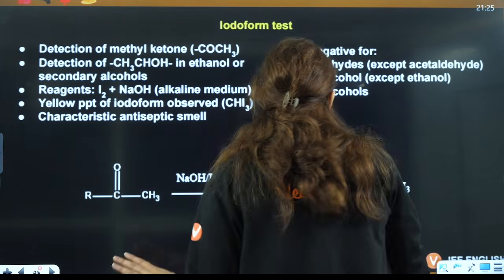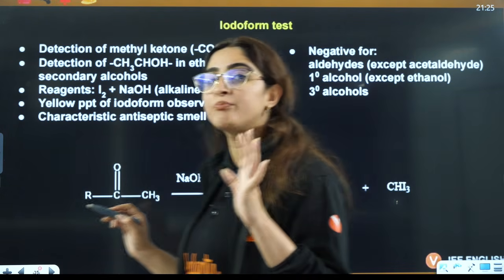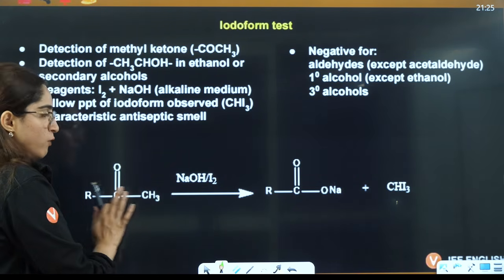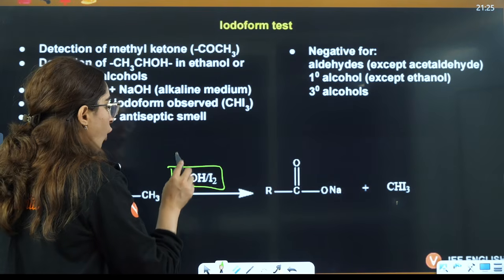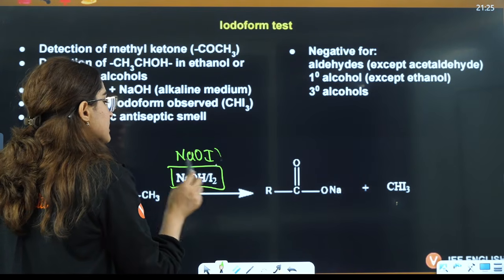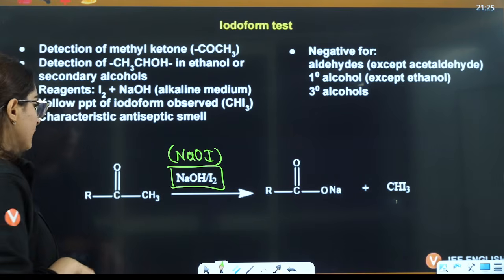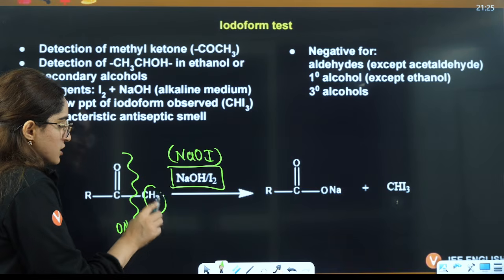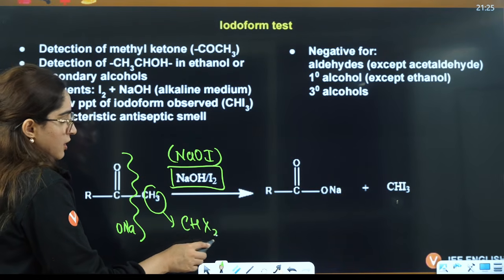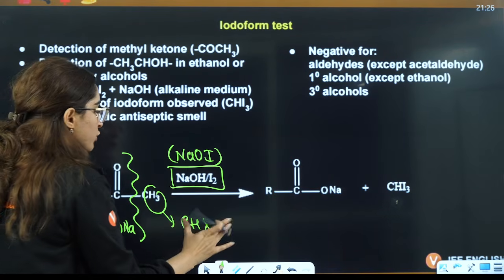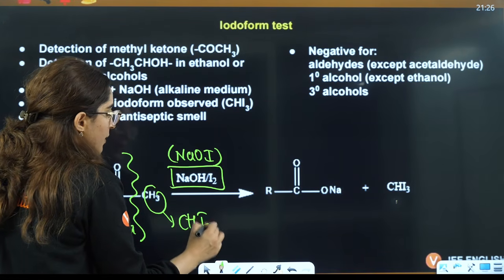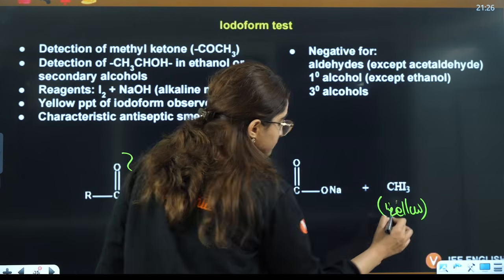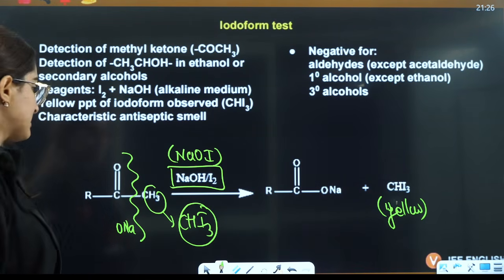Next is the Iodoform test, a very important test. In the Iodoform test, there is some compound that gives this test. You have NaOH and I2, or you have NaOI. Now here this bond will break, you will have the attachment of ONa, and this will be converted to CHX3. Because we are using iodine, that will be CHI3, which is yellow in color, so this is the most used. This is the most famous haloform test, right?